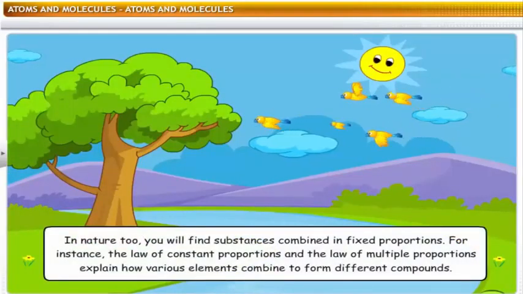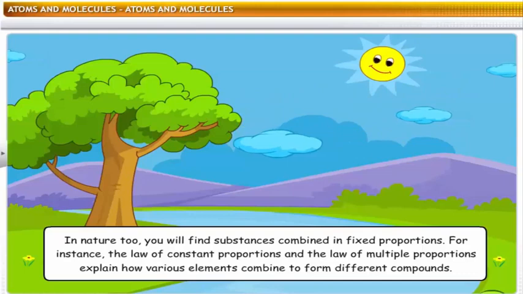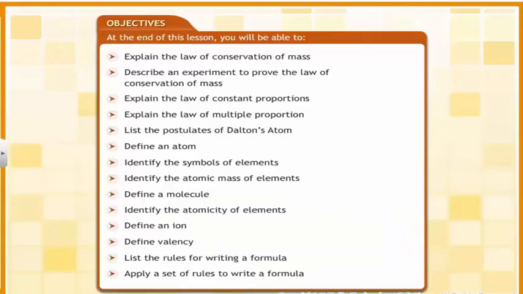In nature too, you will find substances combined in fixed proportions. For instance, the law of constant proportions and the law of multiple proportions explain how various elements combine to form different compounds. This lesson is about laws of chemical combination and an introduction to an atom.